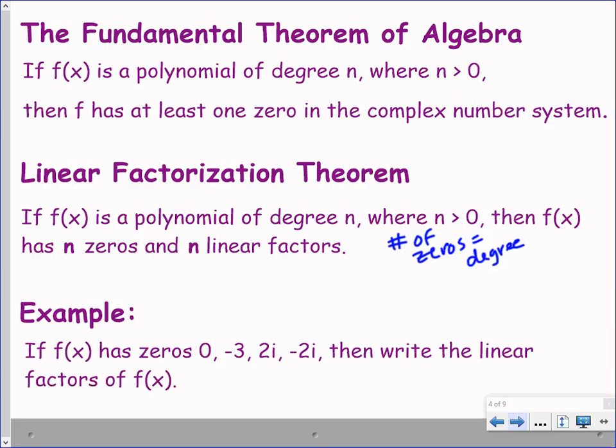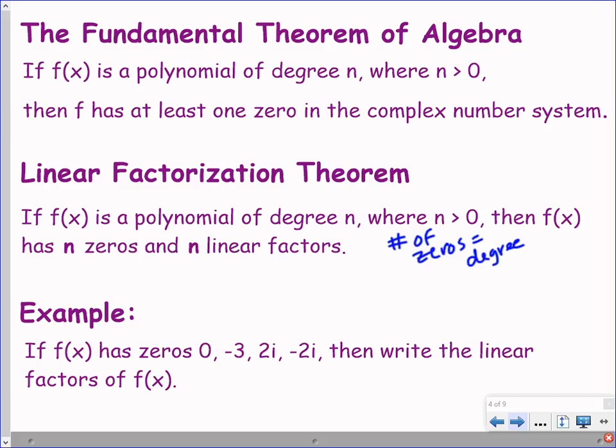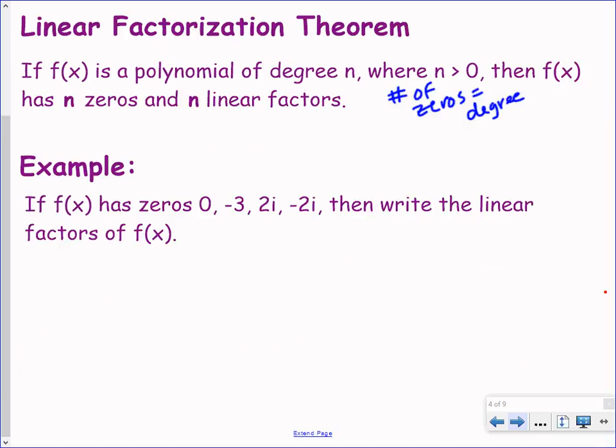Okay? So here's a quick example of what that looks like. If f of x has the zeros 0, -3, 2i, and -2i, then write the linear factors of f of x.